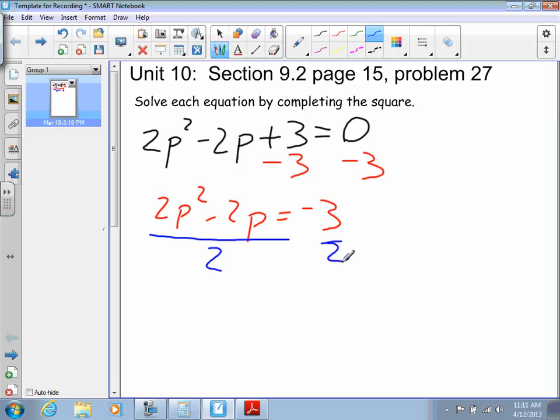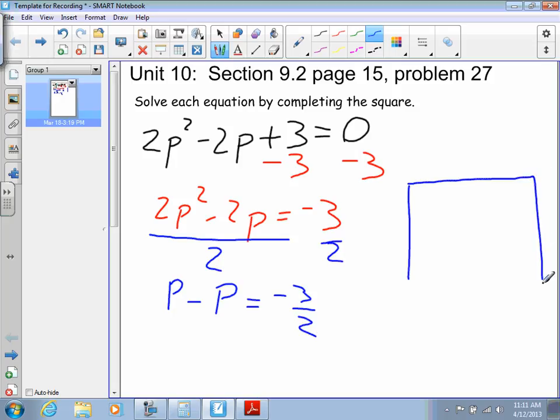And when we do that, we're going to get p squared minus p equals -3/2. And we now need to use our box to figure out what we need to add to both sides to get our perfect square. And when we do that, we're going to have our p squared here. Whoops, I didn't square it. Okay, so we've got p squared.